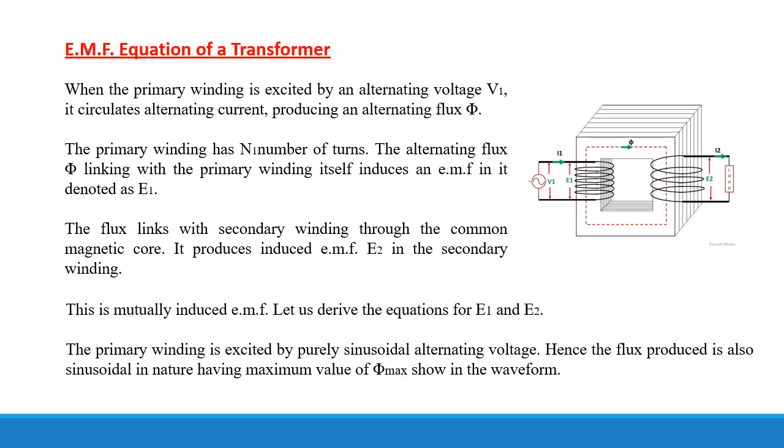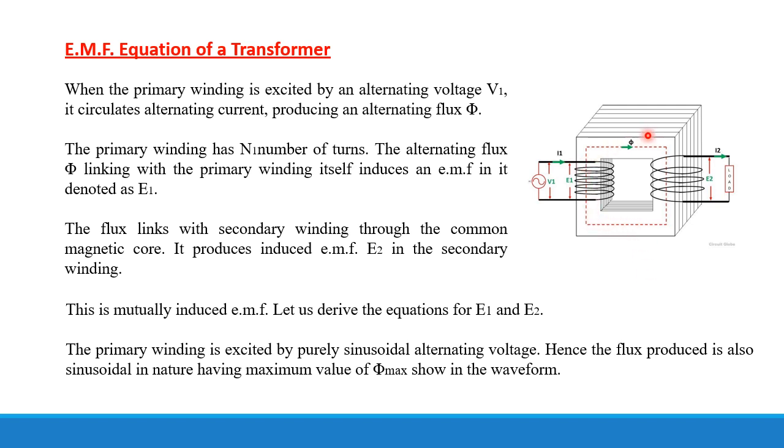EMF equation of a transformer. When the primary winding is excited by an alternating voltage V1, it circulates alternating current and produces an alternating flux phi. The primary winding has number of turns N1. The alternating flux phi linking with the primary winding itself induces an EMF in it, denoted by E1. The flux links with the secondary winding through the common magnetic core.